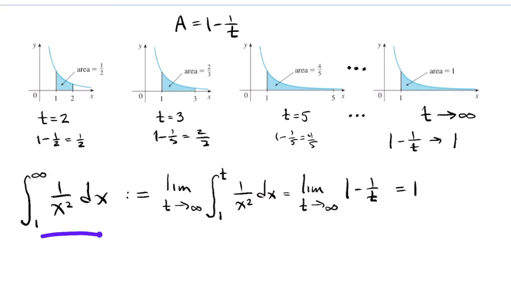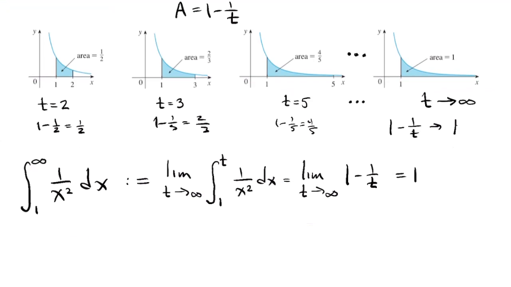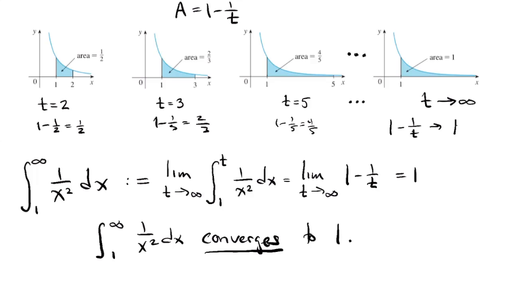So how I'm defining that integral is you take the integral from 1 to t for any number t greater than or equal to 1, and then you take the limit of that as t goes to infinity. And the language we're going to use in this case is that this integral from 1 to infinity of 1 over x squared dx converges. The verb converge means that the limit exists, converges to 1. And you can think of it as the area under that curve is equal to 1.